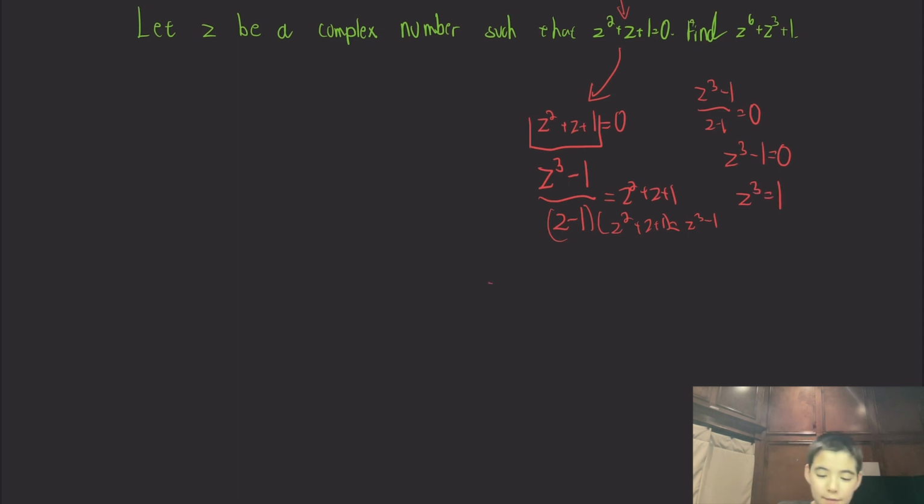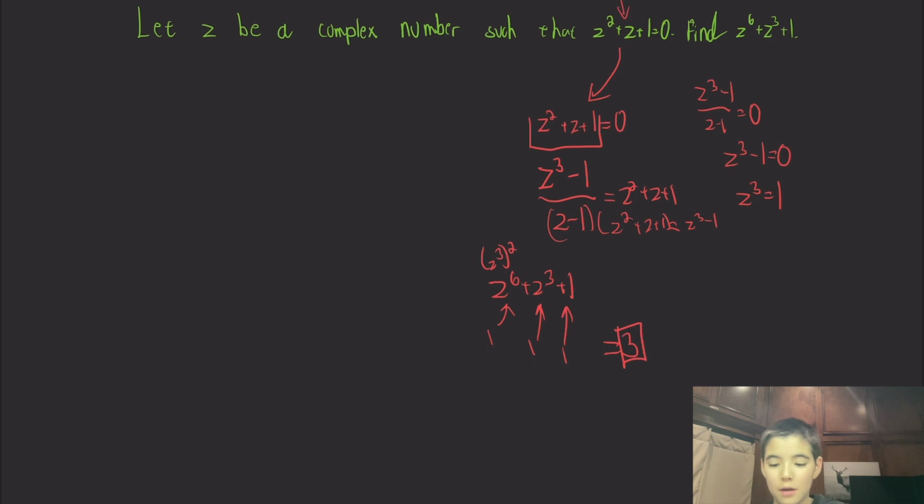So we're asked to find z to the 6th plus z cubed plus 1. And we know that all three of these are 1. Because z to the 6th is just z cubed squared, which is 1. Z cubed is 1, 1 is 1. So our final answer is 3. Okay, that's it for this problem.